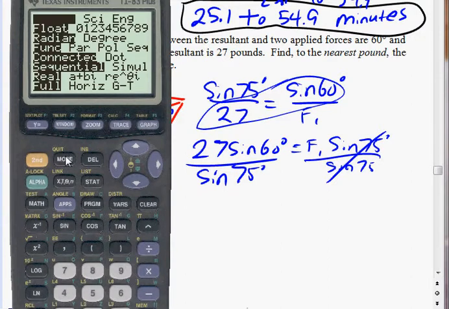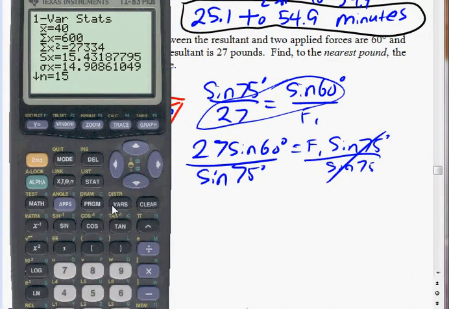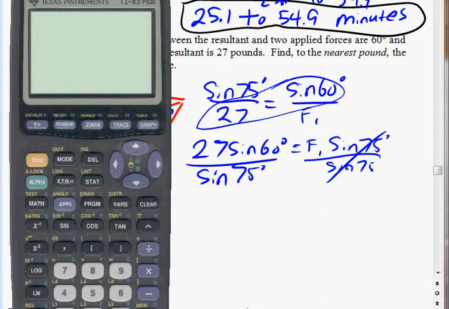Okay, make sure my mode is in degrees, because that's what we need to solve in this one. Click on 27, sine 60 degrees. And this is divided by sine 75.